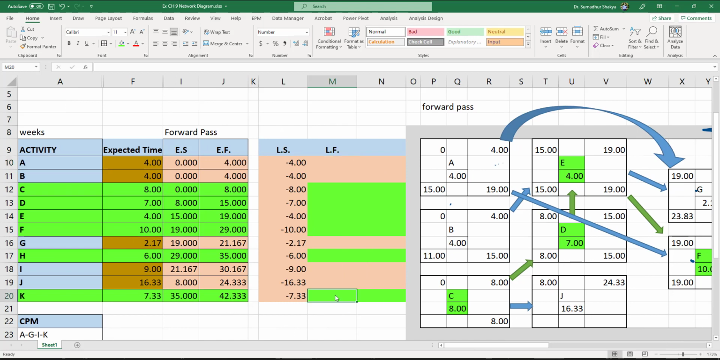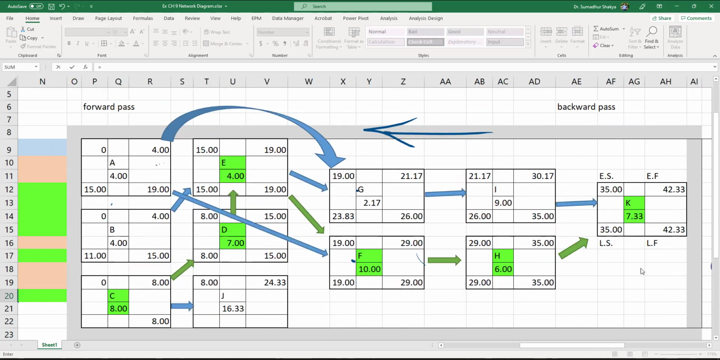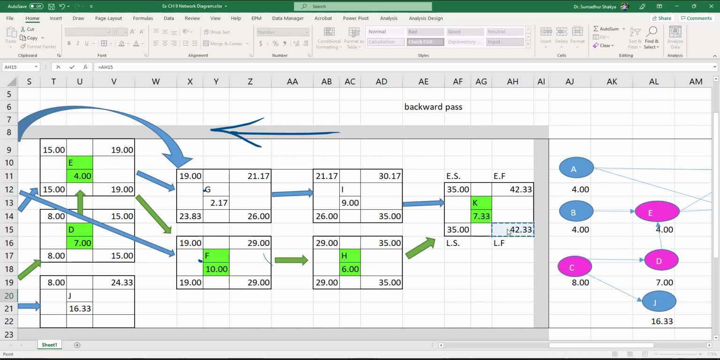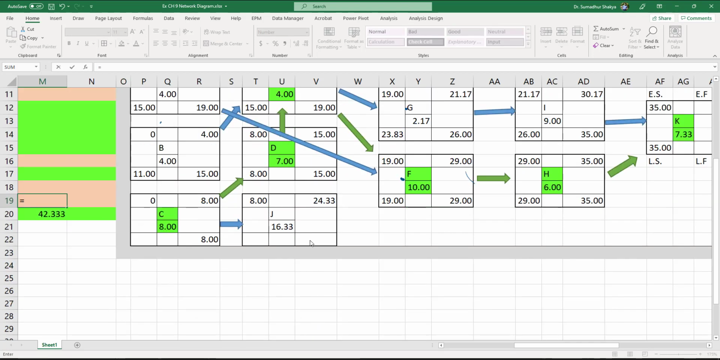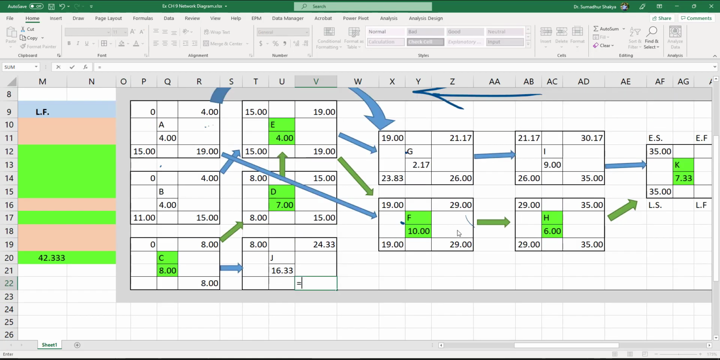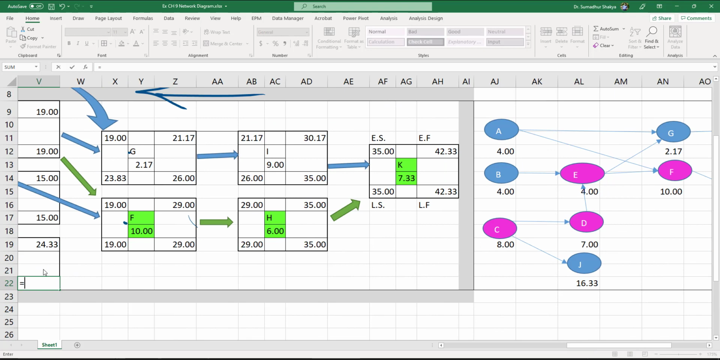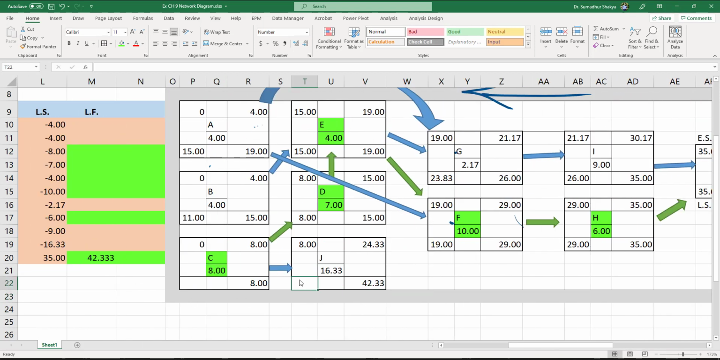Backward pass, I'm going to start from K equals 42.33, and then J we already calculated. Oh, I forgot to calculate J. For J, this has to be done. Since there is no following activity after J, it has to be equal to 42.3 when the whole project has to be completed. And the latest I can start J is going to be equal to 42 minus 16.3. That's 26.